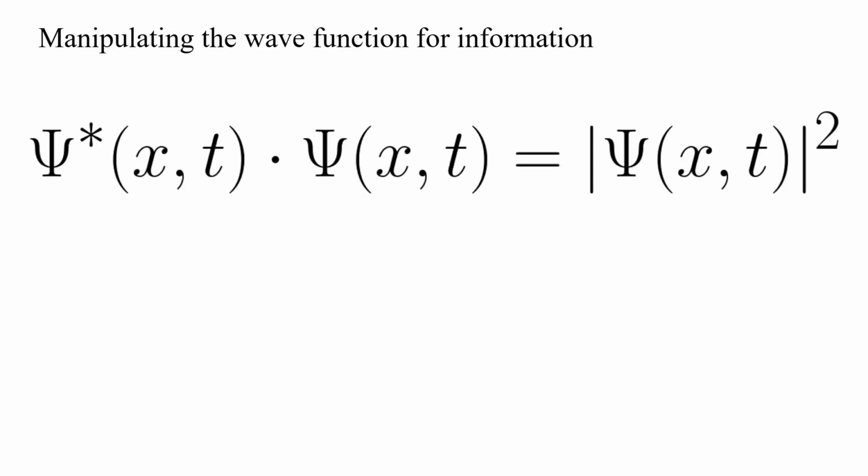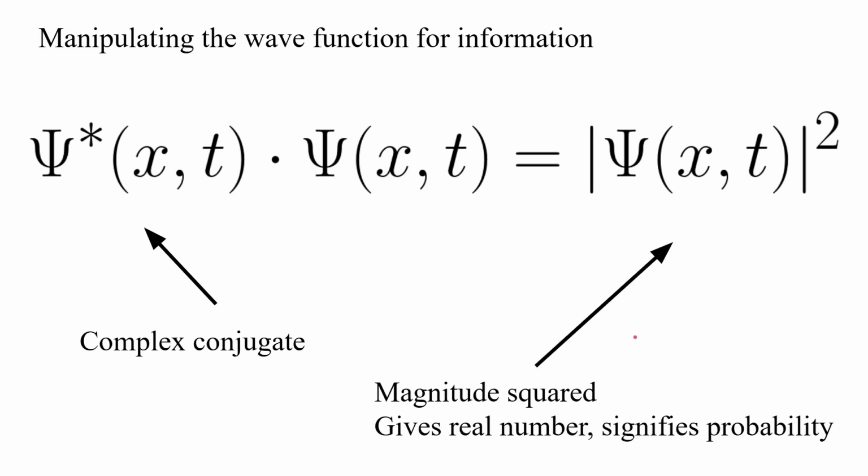So the basic form of manipulation, for example, for a wave function to give you information about the system, is by multiplying it by its complex conjugate. So this asterisk up here signifies the complex conjugate. When you multiply a wave function by its complex conjugate, you get what's called the magnitude squared of the wave function. And that signifies the probability.